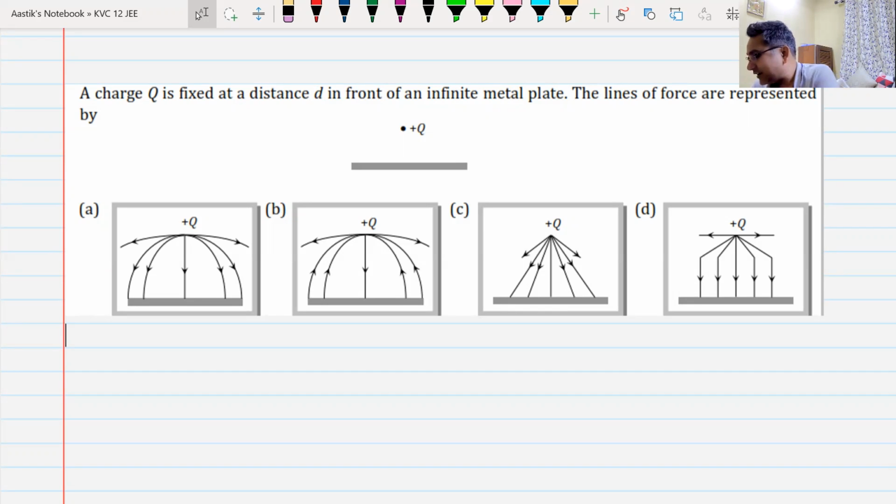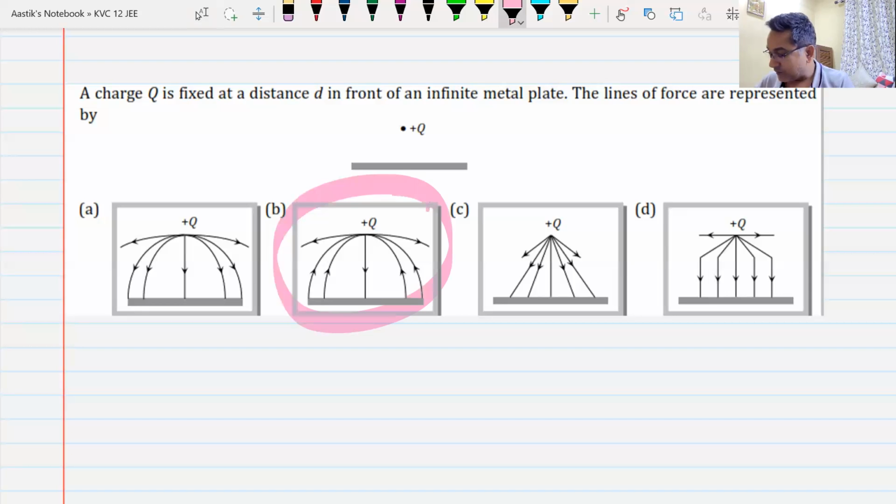Now let us look at the options. Option B: it is not possible because one line cannot go like this onto the plate and the other line cannot come out of the plate. So this is out.